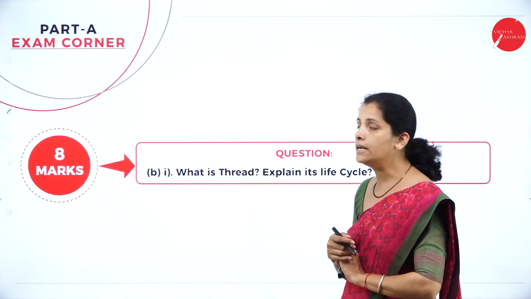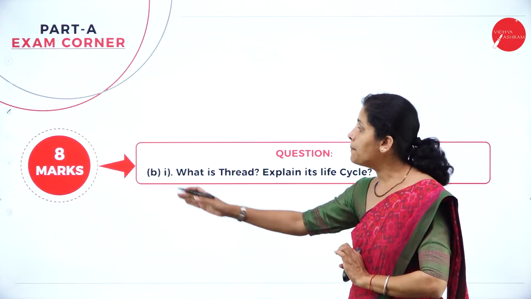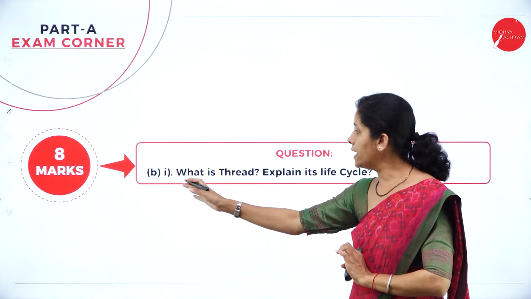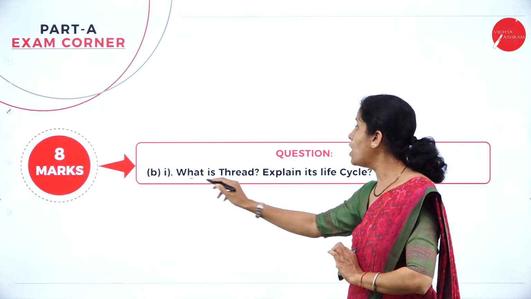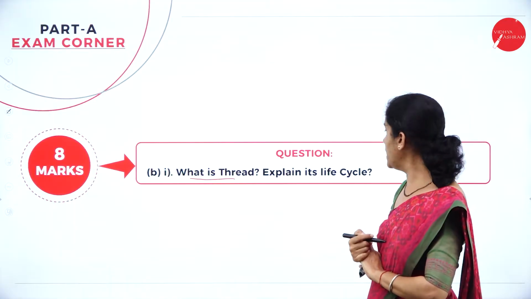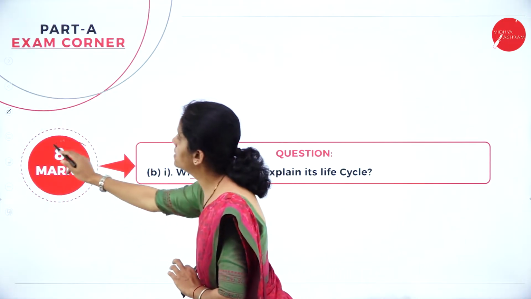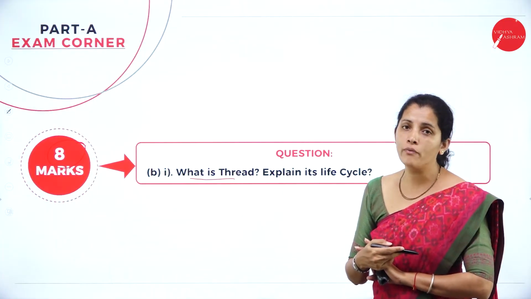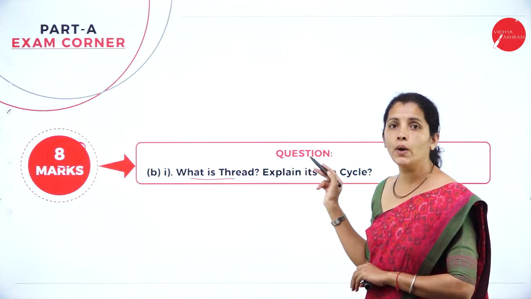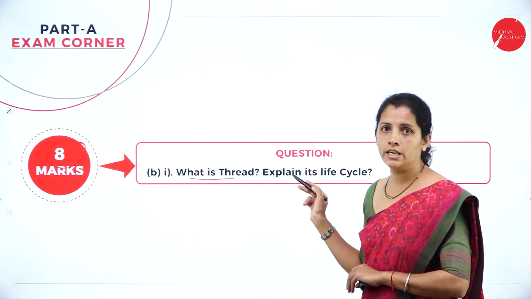Now, dear student, under second main, I'm having B. Okay, in B, once again, I have first question. What is thread? Explain its life cycle, and it carries 8 marks. So, dear student, from the examination point of view, this topic is very, very important. So, what is thread here?